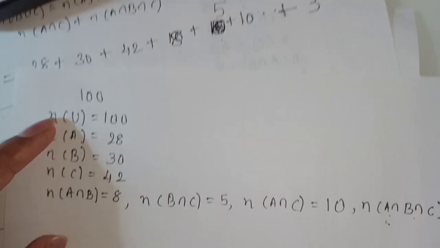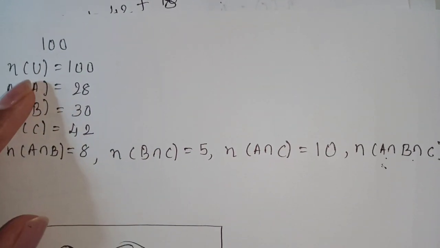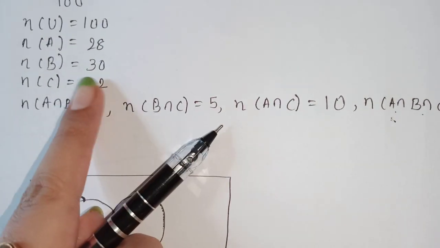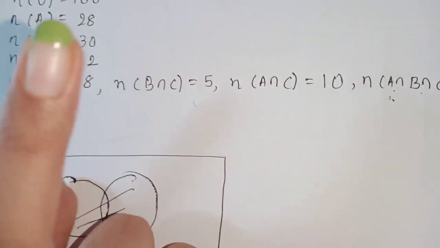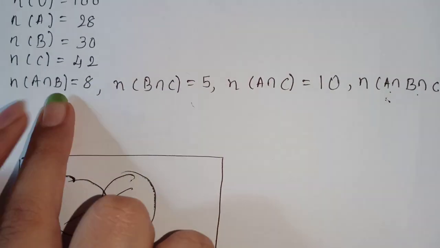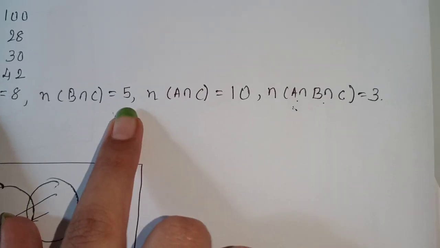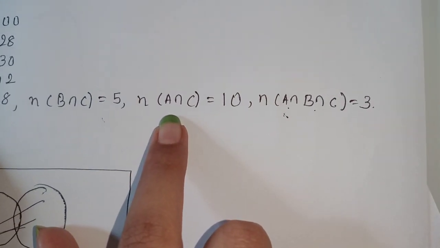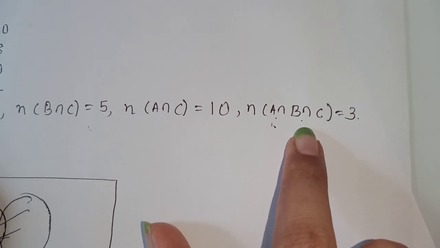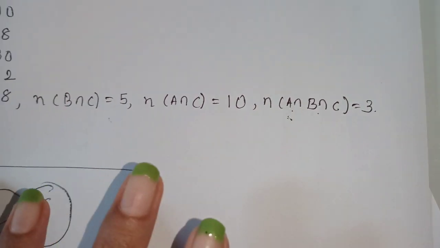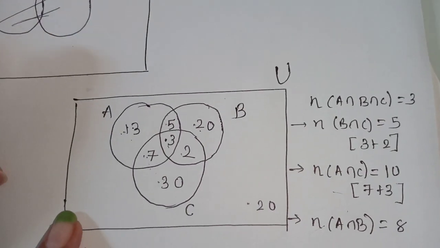Okay, one more time let me explain to you. In total we have taken a survey of 100 persons. So number of U is 100, number of A is given 28, number of B is given 30, number of C is given 42, A intersection B is 8, number of B intersection C is 5, number of A intersection C is 10, and number of A intersection B intersection C is 3. So this example you can solve easily by the Venn diagram.